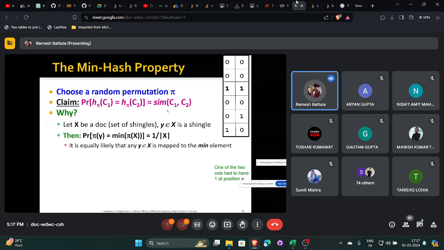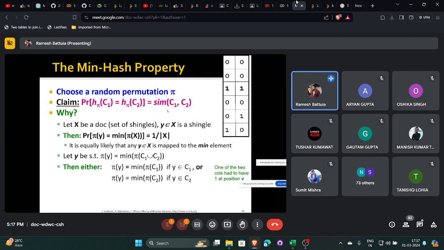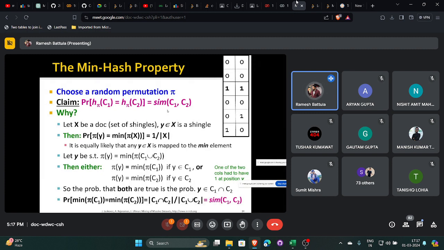So that Y belongs to X, which is going to be mapped to the minimum element. Right? Let Y be such that pi of Y is equal to min of pi of C1 union C2, so that we can compute pi of Y as min of C1 if Y belongs to C1, or min of C2 if Y belongs to C2. So the probability that both are true is the probability that Y belongs to C1 intersection C2, so the final similarity is going to be C1 C2.